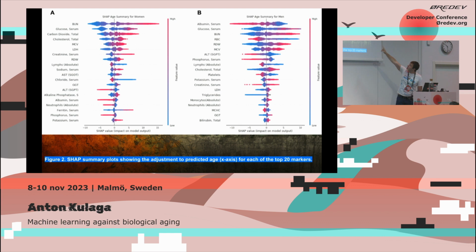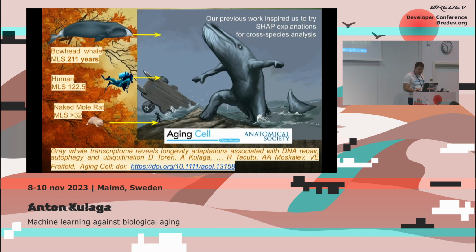They kind of shift it, and the colors are: red is a high value of a feature, blue is a low value. In some cases, for example if you have high cholesterol, probably it's bad, so it correlates with a higher biological age prediction, but some parameters can actually be vice versa. And we actually used this technique in some of our papers.